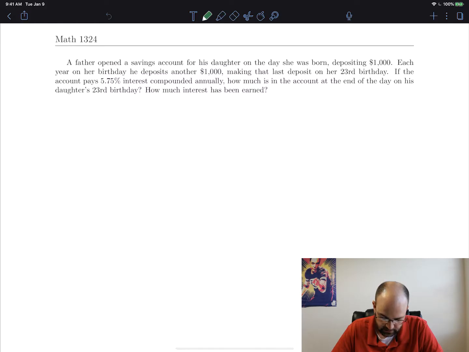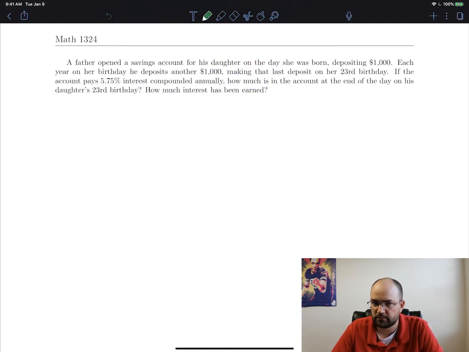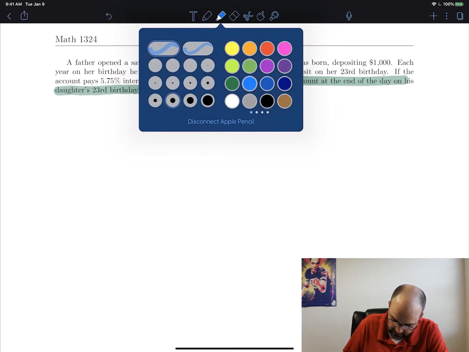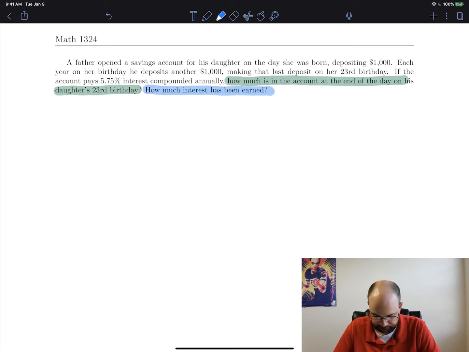Okay, so this question is tricky. Let's go through this. The question we want to answer is, how much is in the account at the end of the day on his daughter's 23rd birthday? And then the second part is, how much interest has been earned? So there's two different questions here. The first question seems easy and similar to what we've done in the past. And it is similar, but there's a small twist thrown in here that you have to be careful with.